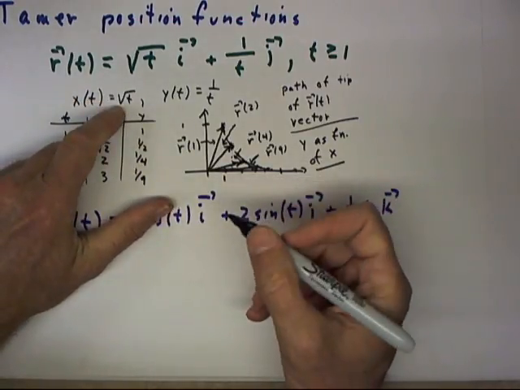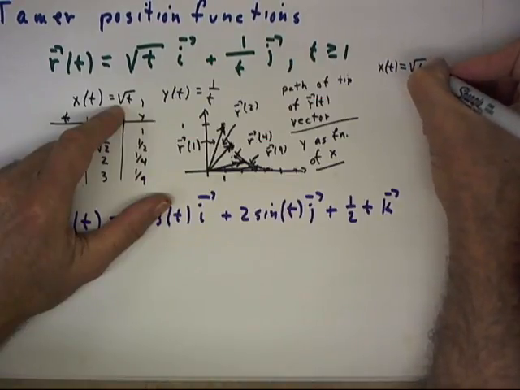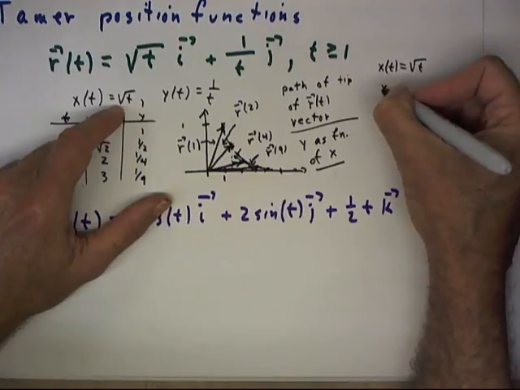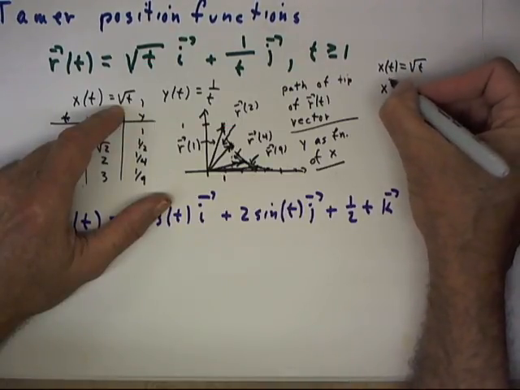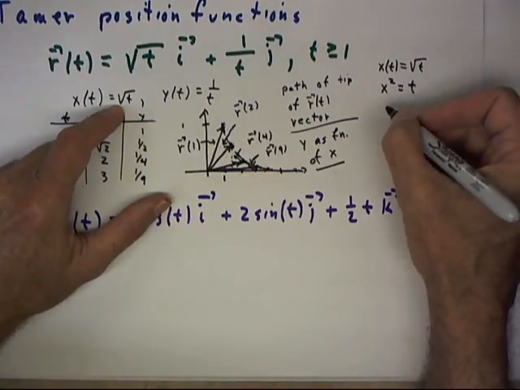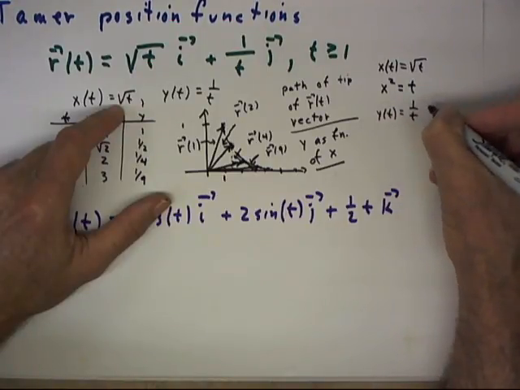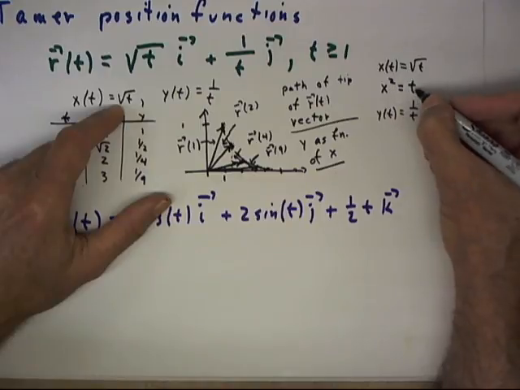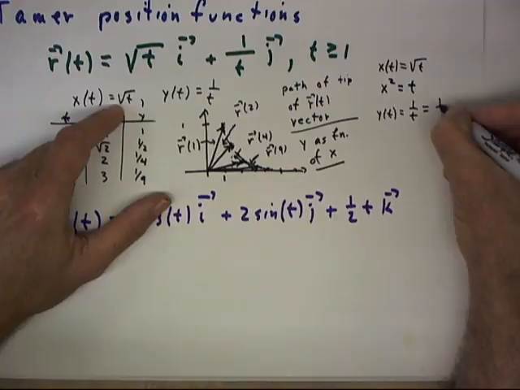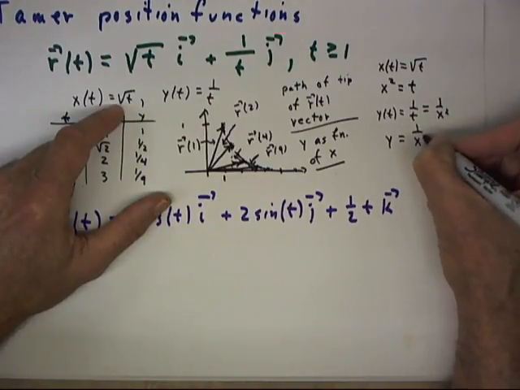If x of t equals the square root of t, then just using x and suppressing the t, we have x squared equals t. So the t is equal to x squared. Now, since y of t is 1 over t, and since t equals x squared, then y of t is 1 over x squared. We have a function y equals 1 over x squared.